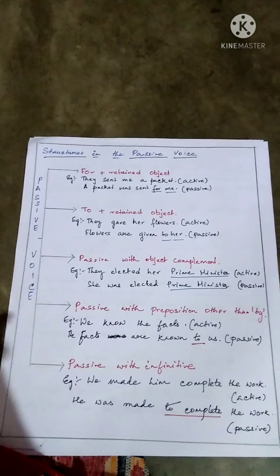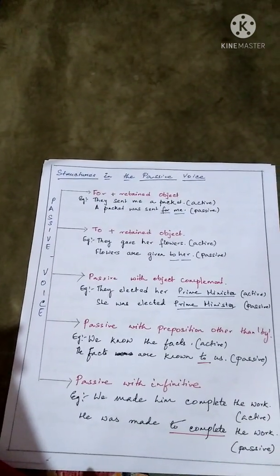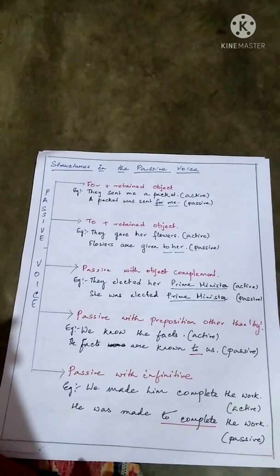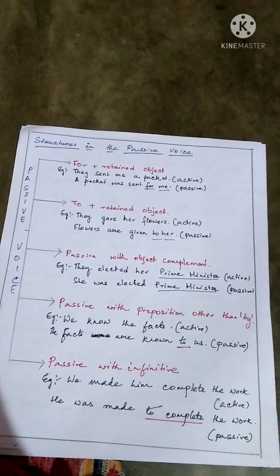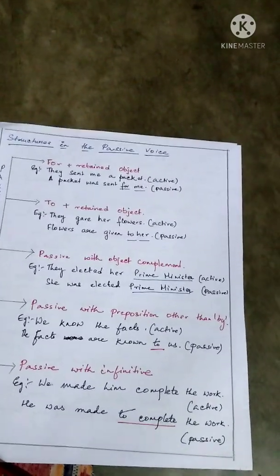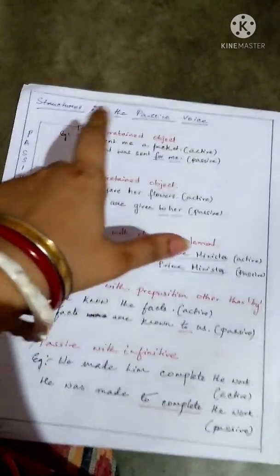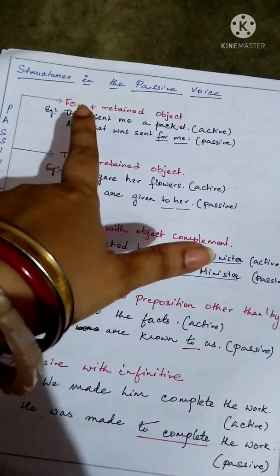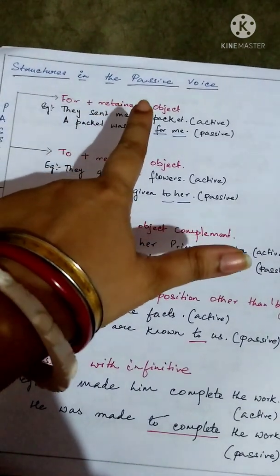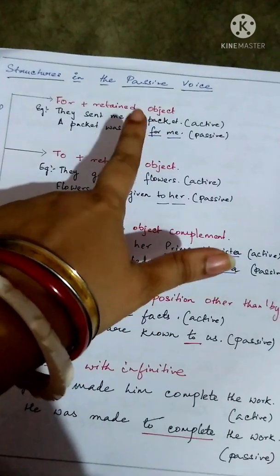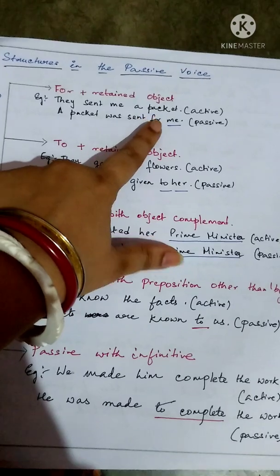Now, after knowing the transformation from active to passive voice under different tenses, let us see the structures in the passive voice. So there are 5 structures. See, 1, 2, 3, 4, 5. Let's discuss one by one with example. Now the first one, for plus retained object. Retained object means the object that does not change. Let's say the example. They sent me a packet.